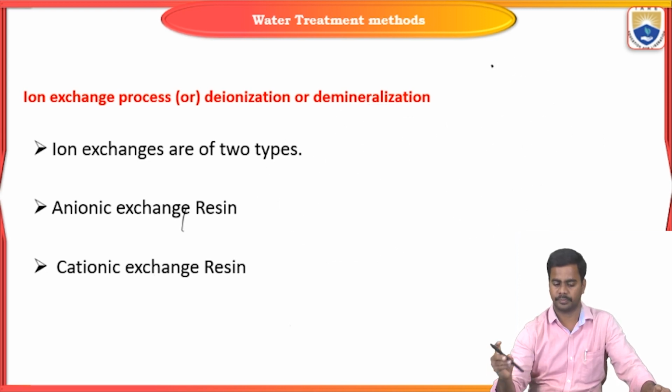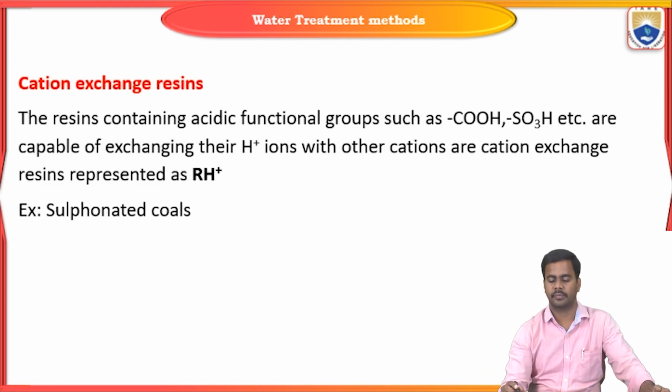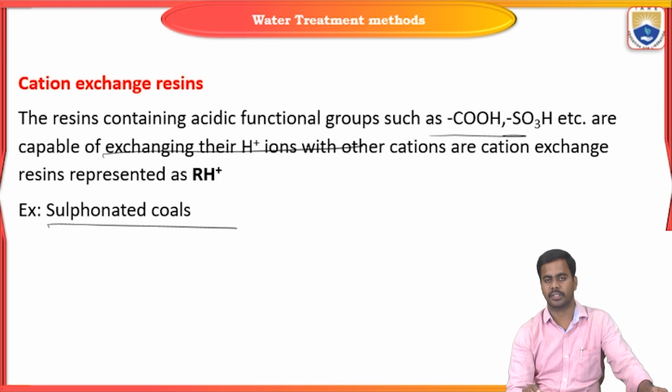Next, these are about the cationic exchange resins and anionic exchange resins. So cationic exchange resin contains acid functional groups, as I told you, and acid functional groups, that is COOH, SO3H, etc. These are capable of exchanging their H plus ions with the hard water. For example, sulfonated coal.